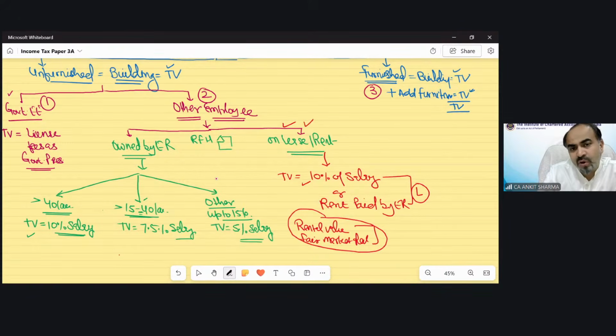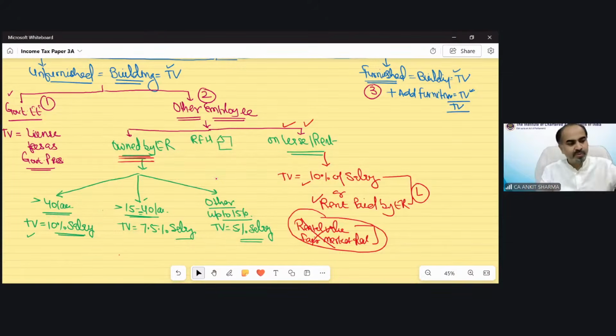That would fall in owned by employer. Until otherwise, the rent paid word has been written over there, you will not solve it as property on lease or rent. You will solve it as per owned by employer. If the rent paid word has been written, then only you will solve it as per property on lease or rent. So that was case number 2.